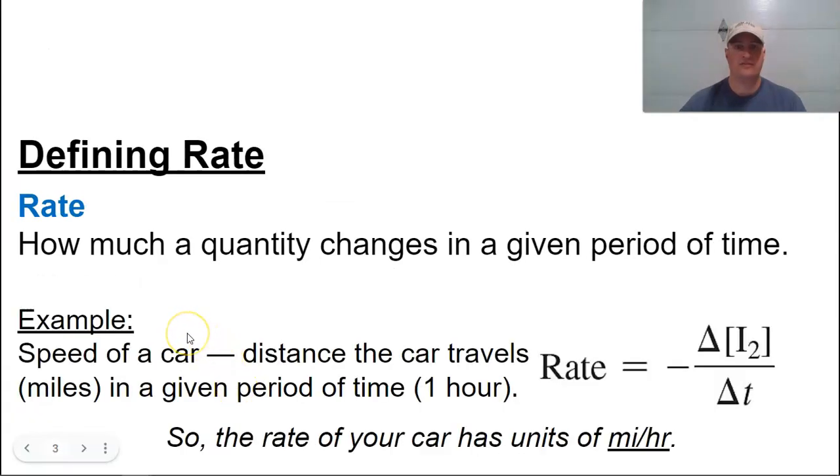So you're used to rates from things like physics, maybe, or math. How much a quantity changes over a given period of time? So speed of a car, you have something like miles per hour, how many miles in a given hour. The rate we're going to be looking at is concentration, which is shown with these brackets, and this is an example of an iodine molecule, over a change in time. And I see that this rate is negative, which means I know it's a reactant because it's decreasing, which is only what reactants do in these types of reactions.